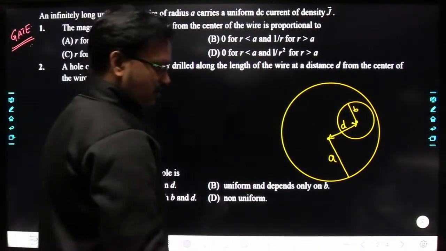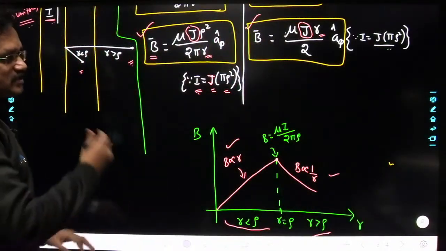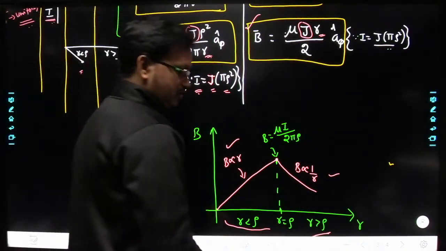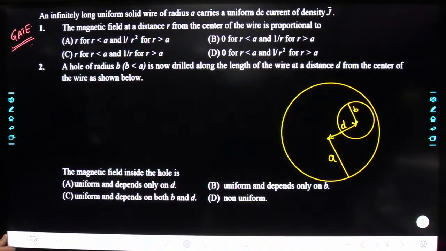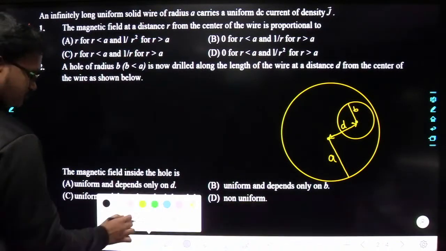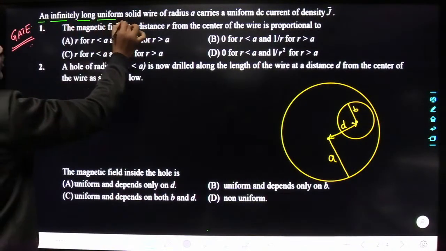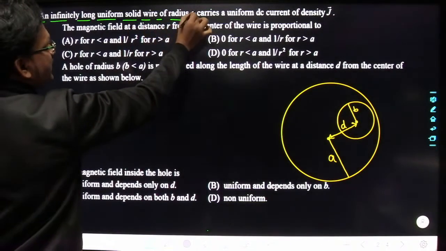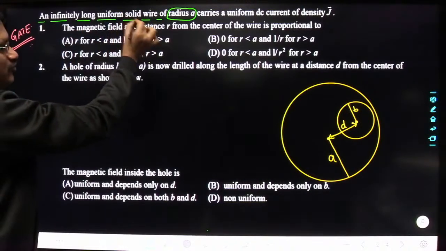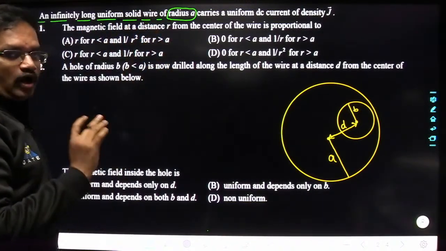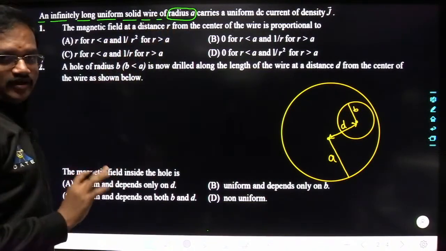Which is based on what? Which is based on, if you know all these things, then you can easily answer this GATE question, right? Okay, see here, what is the question they have asked here? An infinitely long uniform solid wire of radius A. Solid wire means you have to consider that it is a cylindrical wire of radius A, right?